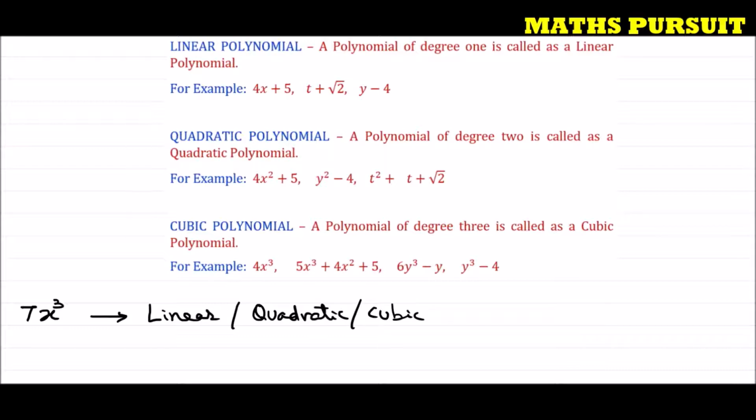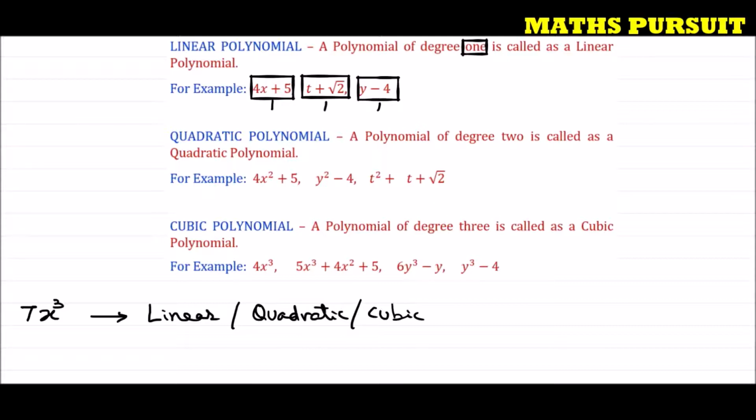A linear polynomial is a polynomial of degree 1. A polynomial of degree 1 is called a linear polynomial. If you look here at the examples 4x plus 5, t plus root 2, y minus 4, the degree of the variables is 1 in all of them. So these are all examples of linear polynomials.